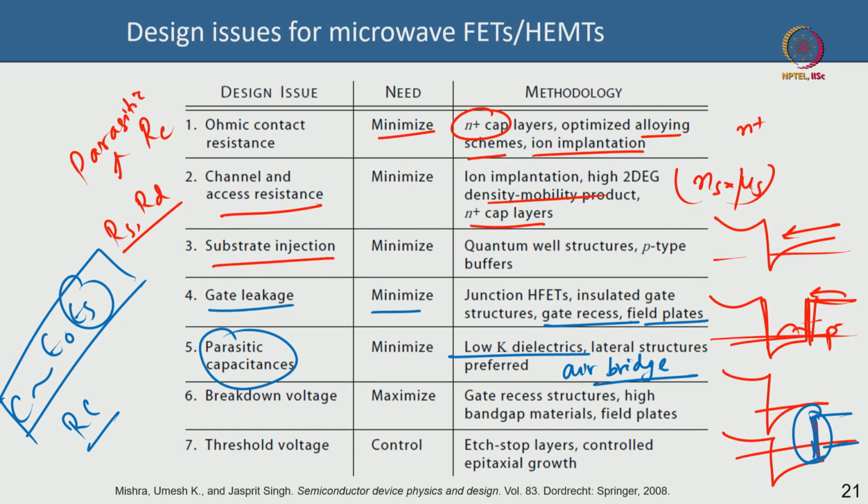I will show you an air bridge where you have no dielectric at all, it is just air, because air has the lowest dielectric constant. Similarly, you have to improve the breakdown voltage, which I already said. People use gate recess, people use field plates, and higher band gap materials that have a higher critical electric field or breakdown. Finally, you need good control on the threshold voltage.